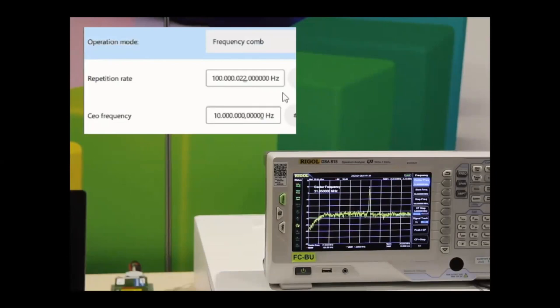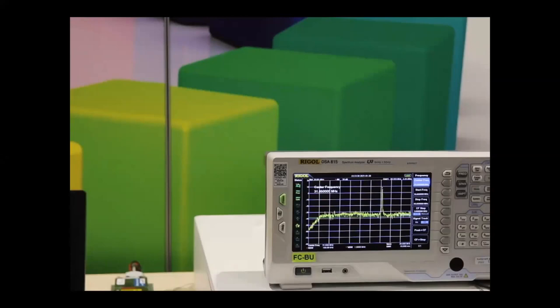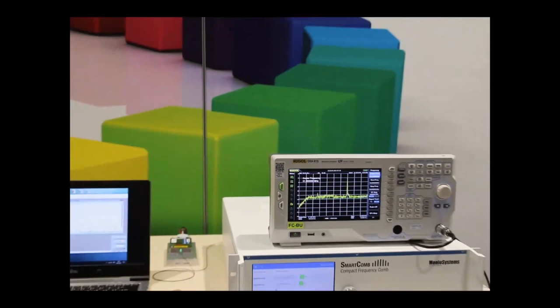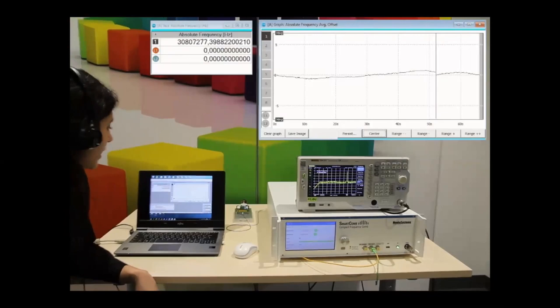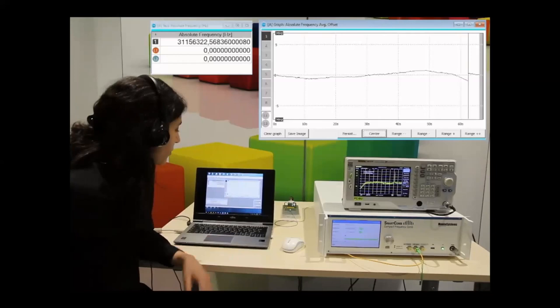So if I go to the software, I click here, and then I start switching this up, so you can see how it moves to the right. So it increases. What it implies is that the beat signal is negative. This will be useful to later calculate the proper frequency of the laser. So if we now go to the software analysis and I click center, what you see here is the signal of the beat that goes up to 31 megahertz.